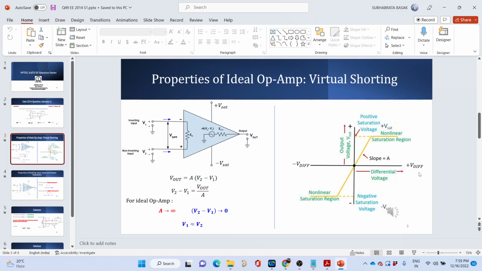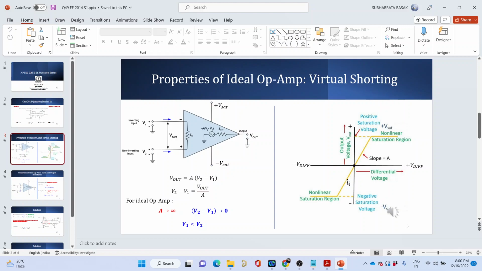No, sir, I don't know about that. See, the x-axis is V diff, right? Yes, sir. Okay. So when I'm saying that V out equals A into V diff, that means we are talking about the linear region. Yes, sir. So this relation itself is true when you are operating in the linear region, correct? Okay, sir.